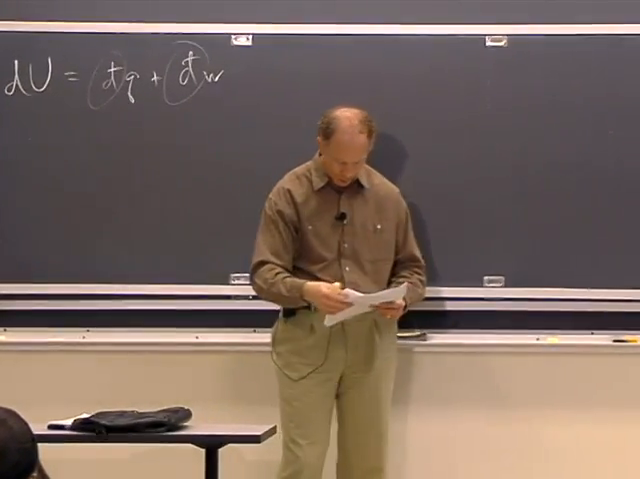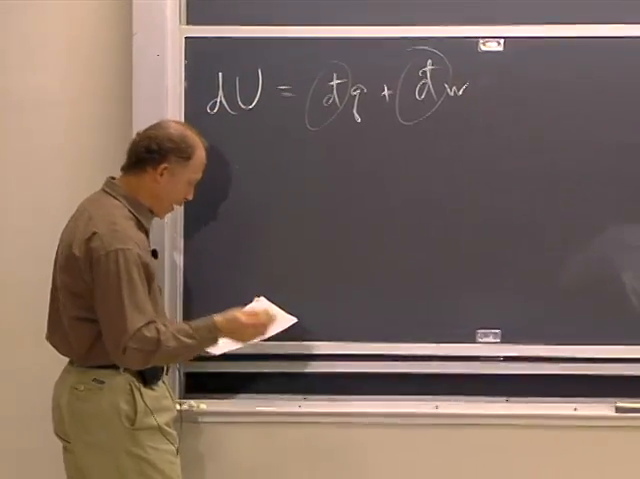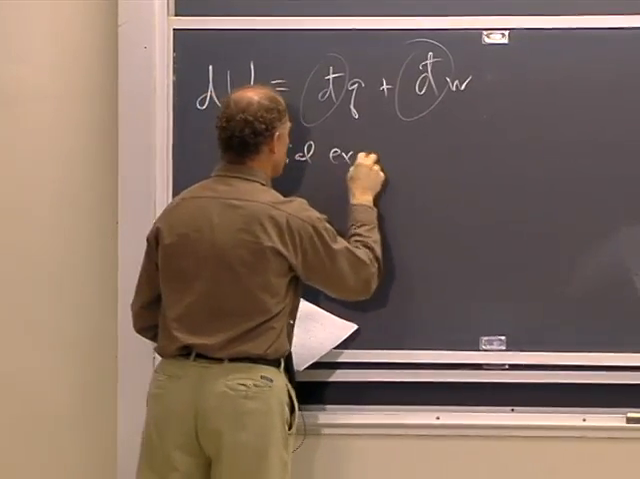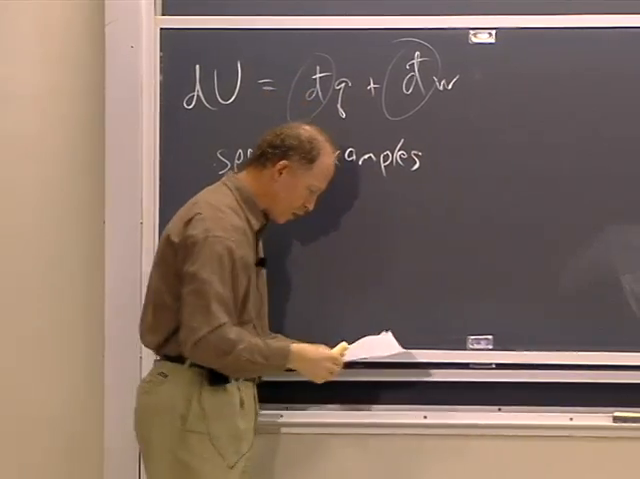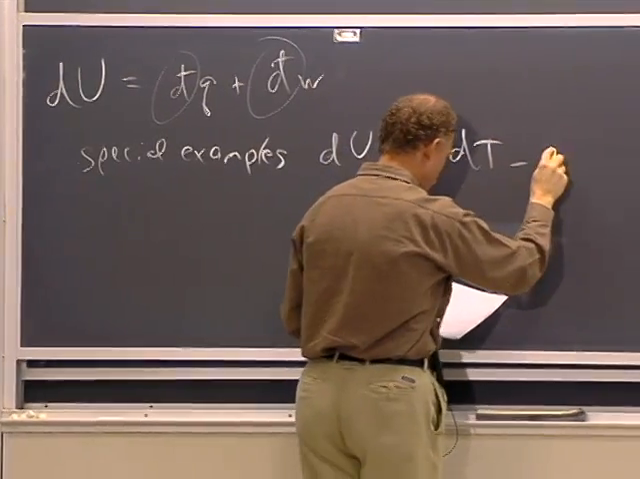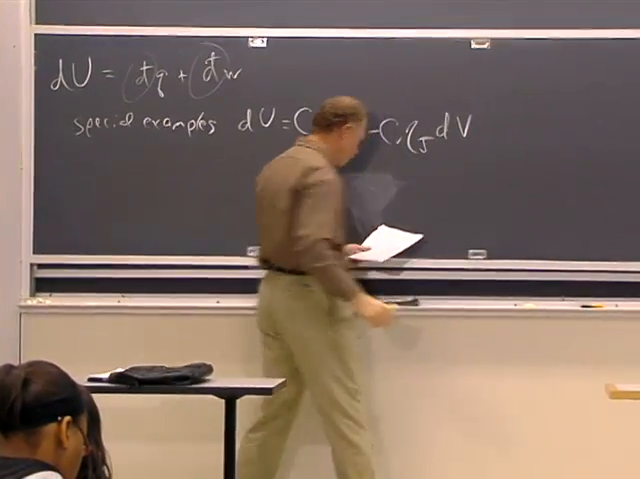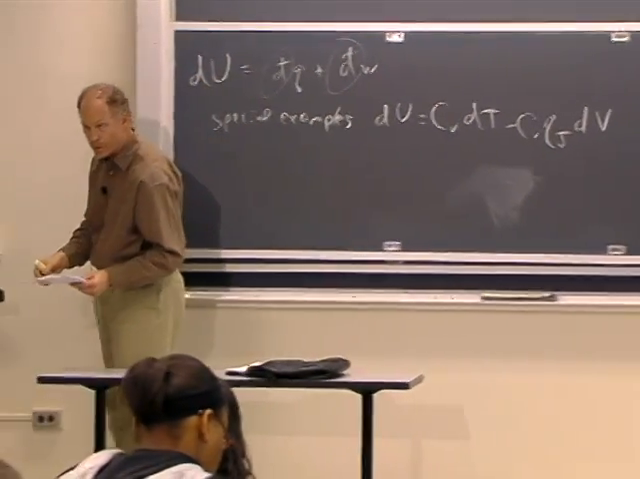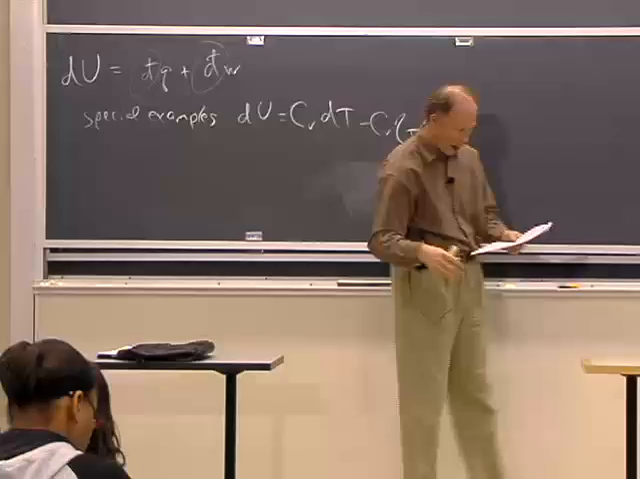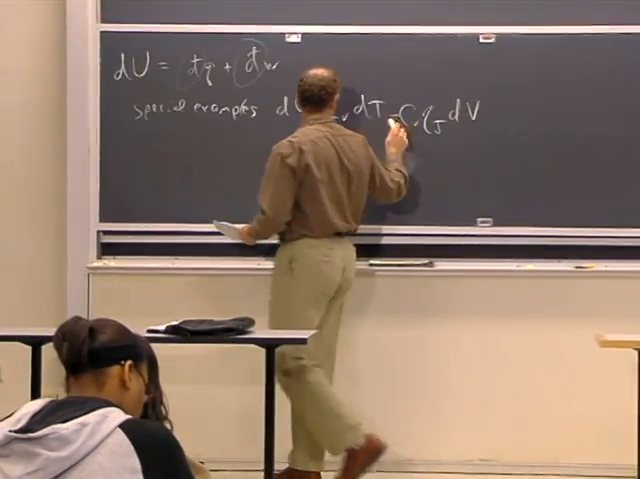Okay, so let's think about how to make this better. What I mean by that is you've seen some special examples. You saw a while back the case where dU is CV dT minus CV times the Joule coefficient dV. But you still need to find those coefficients for each system, right? This isn't a general equation that tells us how energy changes in terms of only functions of state, right? Because of things like this and this.